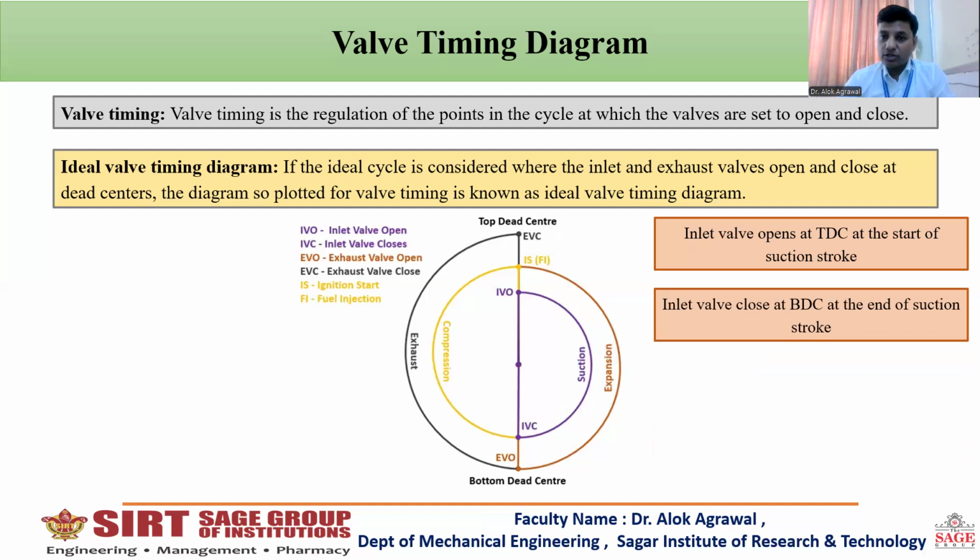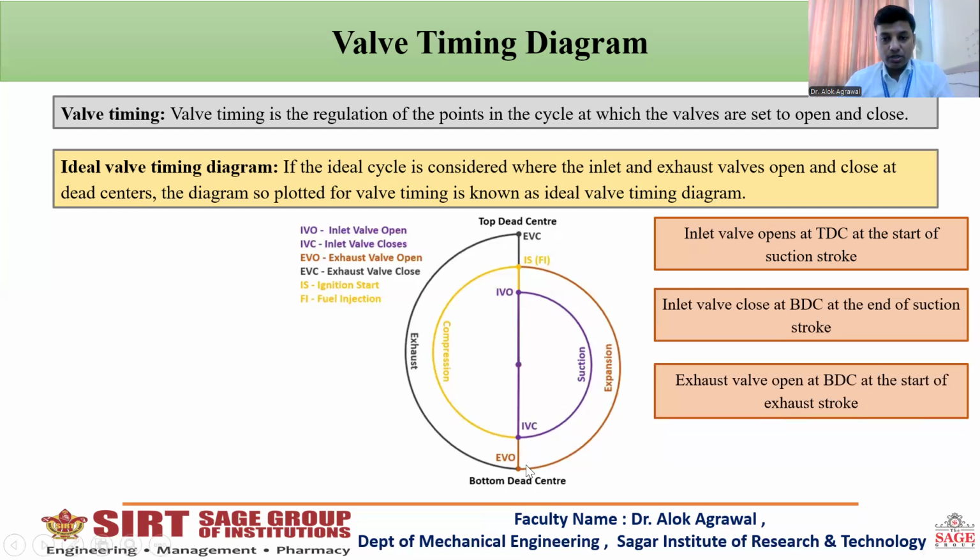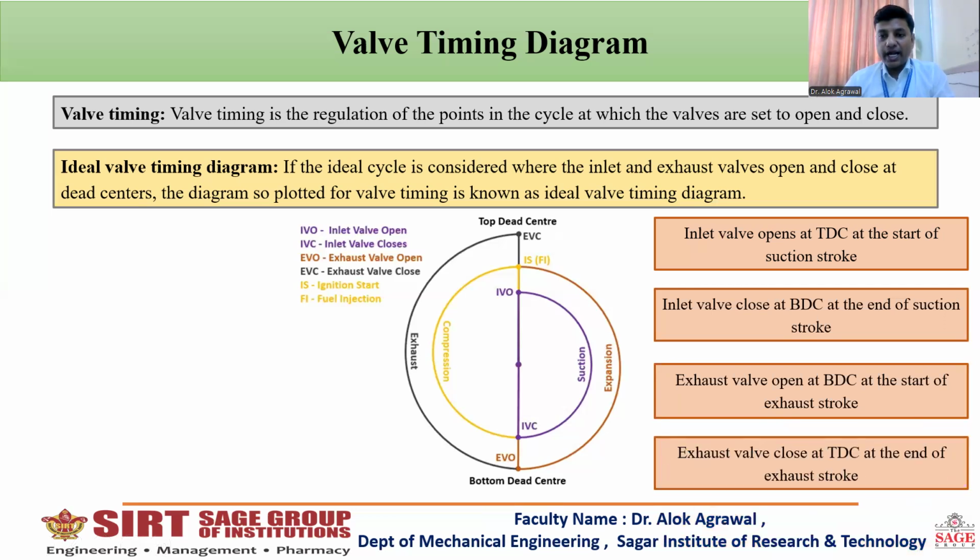After that the next stroke is exhaust stroke. In that case, exhaust valve remains open. When the exhaust valve opens, the piston is at bottom dead center. So here EVO, that is exhaust valve opens when the piston is at bottom dead center. Now it will remain open for another 180-degree revolution of crankshaft, and it closes when the piston reaches top dead center. So in ideal cycle, we are considering that the valves open and close at dead center, either top dead center or bottom dead center.